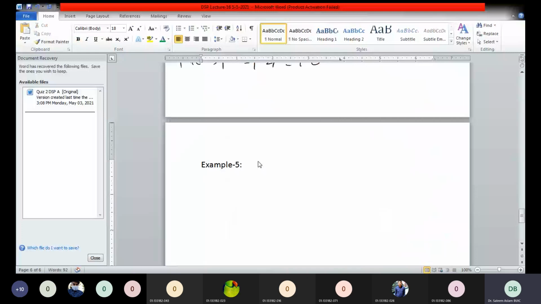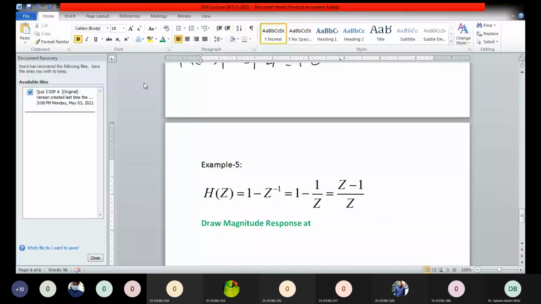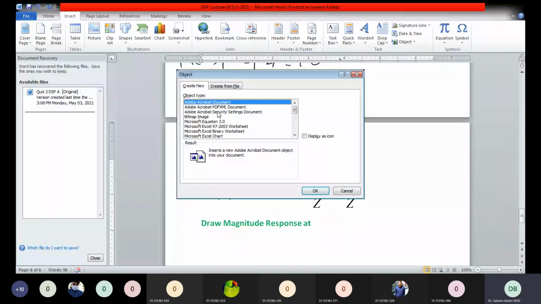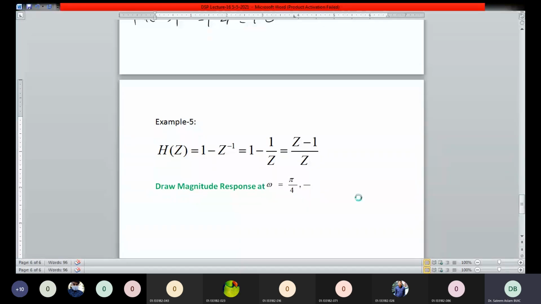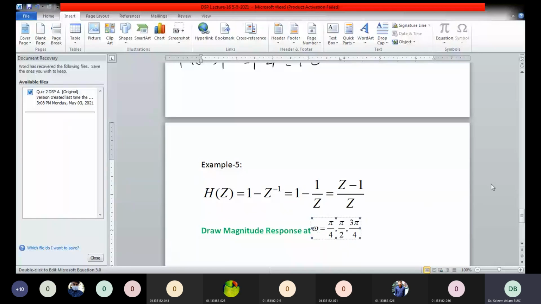So let's draw this. Same system, draw magnitude response, and omega is equal to, let's say, pi by 4, comma, omega is equal to pi by 2, and omega is equal to 3 pi by 4. अब आपके पास 3 पॉइंट्स हैं जहाँ पे आपने ये frequency response find out करना है. Same example, nothing is changed.